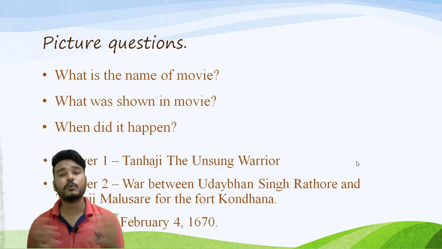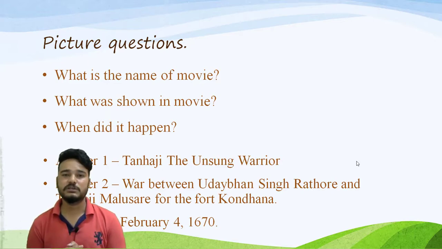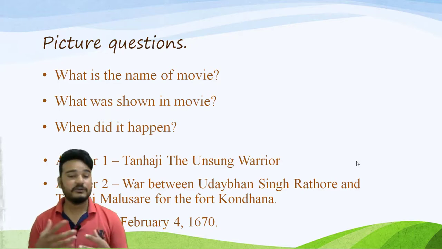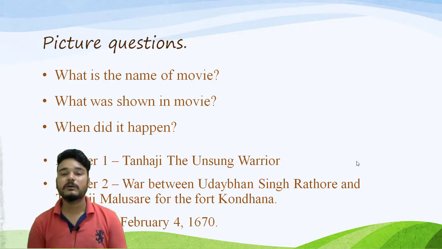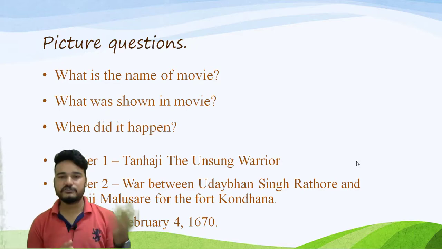Then the second question is, what was shown in that movie? The movie starts with Tanaji Malusare, who is the commander in chief of Chhatrapati Shivaji Maharaj's army, and he is a good friend of Shivaji Maharaj also. Tanaji Malusare has a son, his name is Raiba. When he goes to our Raja, Chhatrapati Shivaji Maharaj, to invite him to a wedding, he gets to know that our army is going to have war with Udaybhan Singh Rathore. He was the opposition commander.